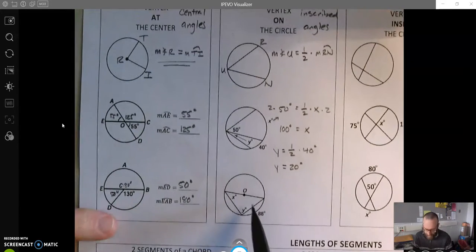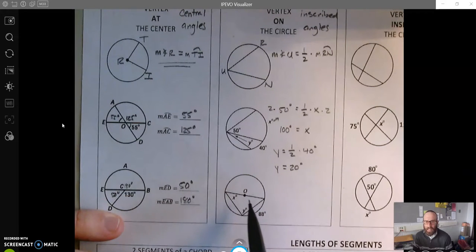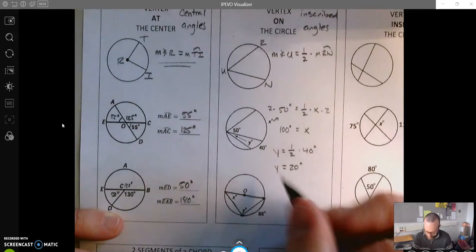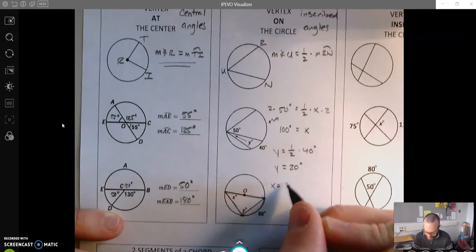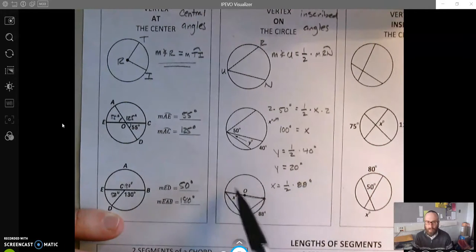We'll see the same thing down here with a triangle. You just have to be really careful about the intercepted arc. So x opens up to intercept from here around to here. If I follow the lines from x out, I've got a point there and a point there. So x is half of 88 degrees.